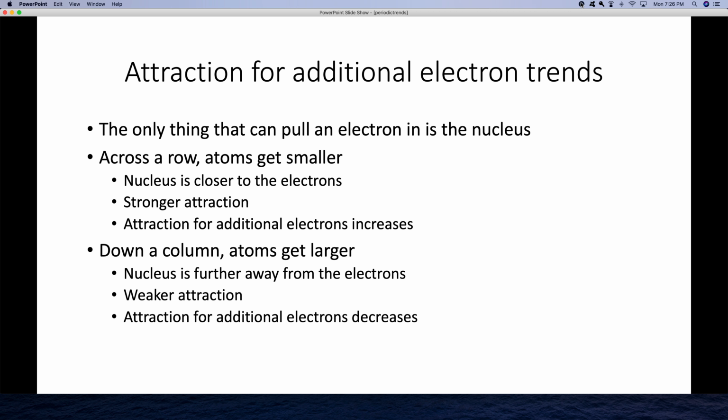So on the next slide, I hope you didn't take too long. Remember, the only thing that can pull an electron in is the nucleus, which is the same thing that holds electrons in. Once again, if you understand what's going on with charges, across the row the atoms get smaller. Therefore, the nucleus is closer to the electrons and should hold on to them more tightly. And of course, going down the column, one would expect the nucleus is further away, so weaker attraction, and attraction for electrons should decrease.